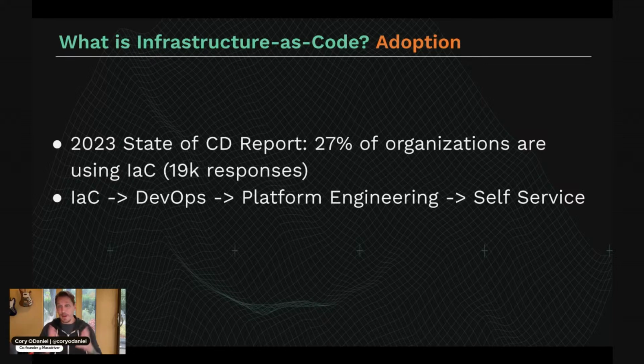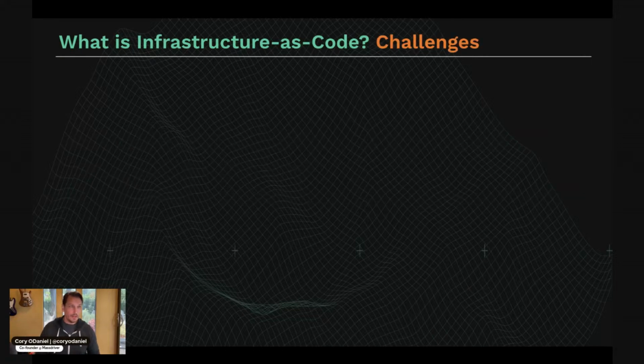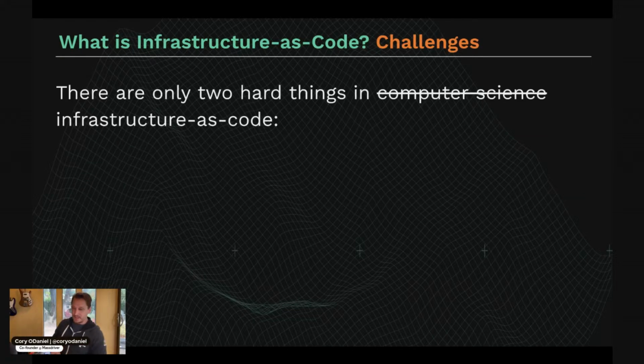So this is concerning me. I would love to see more people adopting IAC, but this is the state of the world. And the thing that's really sad is the prior survey had about 19,000 respondents as well, and it was also 27%. So IAC growth has stagnated over the last 2 years. So what are the challenges in writing good IAC? Well, there are two hard things in infrastructure as code.